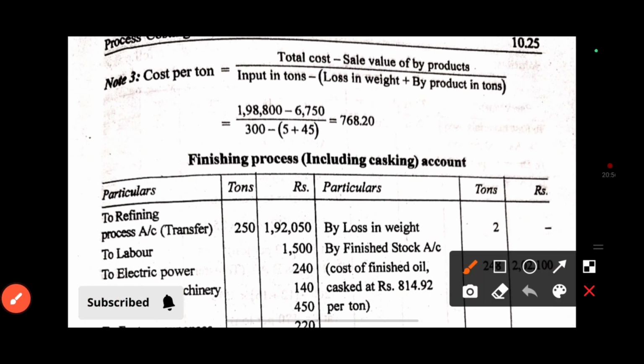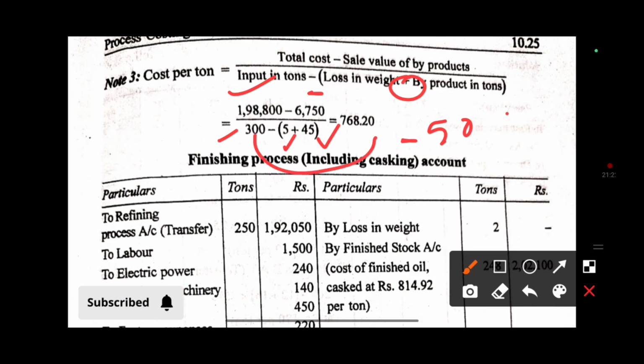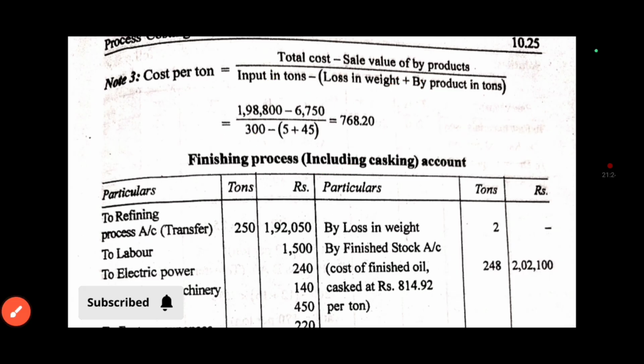Okay, so in the denominator we are going to enter input tons. How much input tons? We have 300 tons, minus loss in weight and byproduct added together. So loss in weight we have 5 tons and byproduct we have 45 tons. Add together, you get 50 tons. That 50 tons is subtracted from the 300, you will get 250 tons. So the 250 tons of oil were produced.